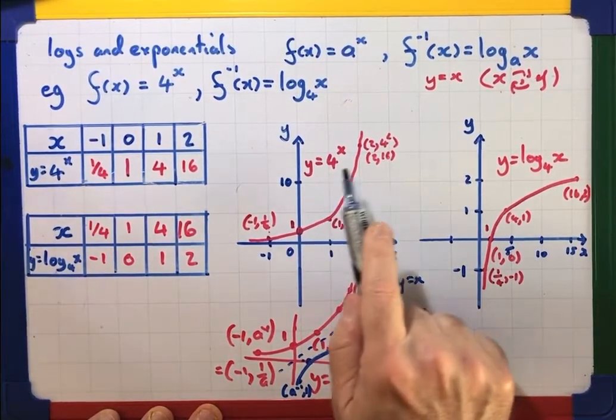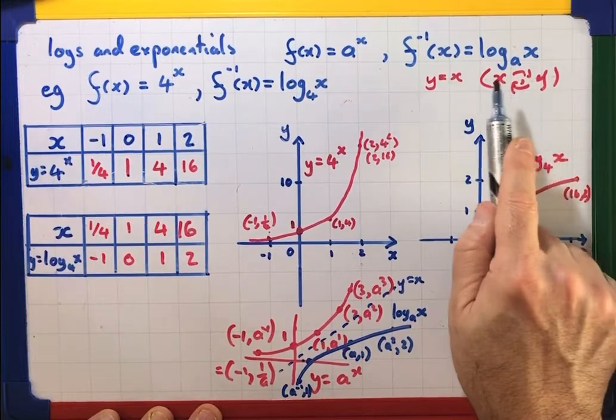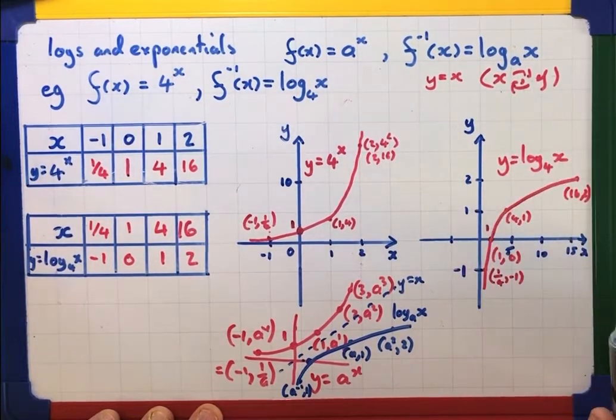And remember, to go between the two, all you're doing is swapping the x and the y coordinates over, because that's how we graphically find the inverse. The next bit of this video, I'm going to do a few simple cases of how we can use the fact that one's the inverse of the other in order to work out a few very simple logs.